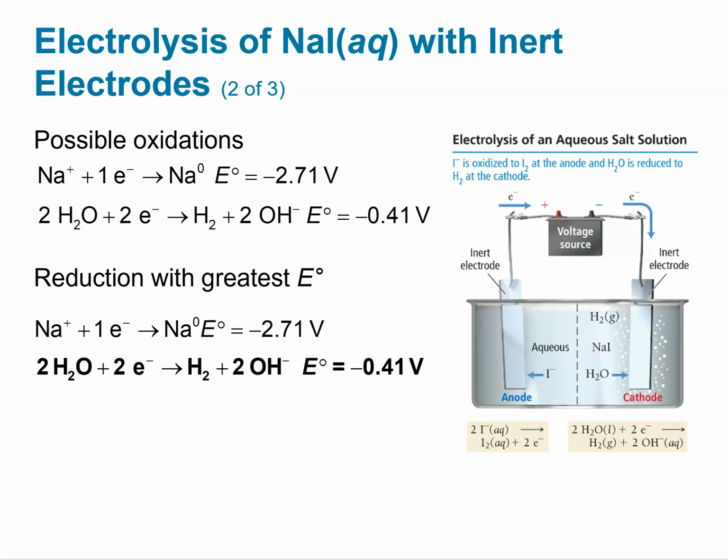So reduction will be the one with the greatest potential, and in this particular case, the most positive version of that would be water, where the water is going to be accepting these electrons because reduction is gain, and two equivalents of water plus those two electrons is going to split those bonds between the hydrogens and the oxygens, forming our hydrogen gas plus two equivalents of hydroxide.